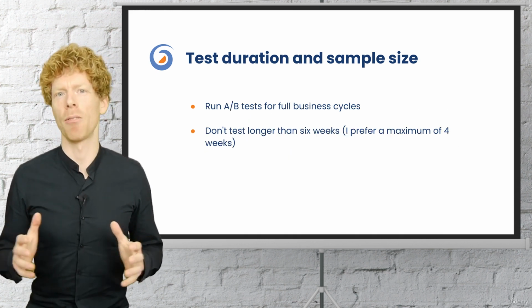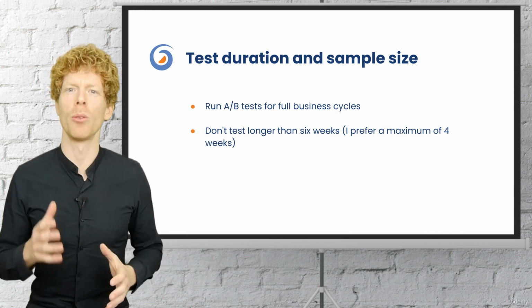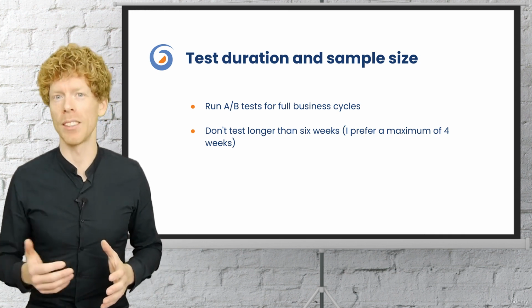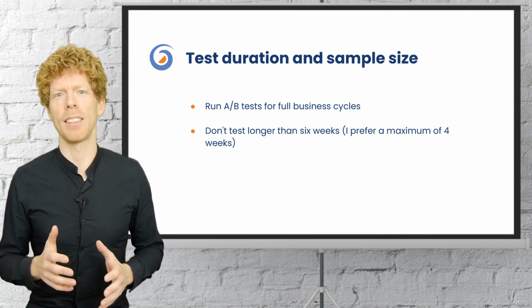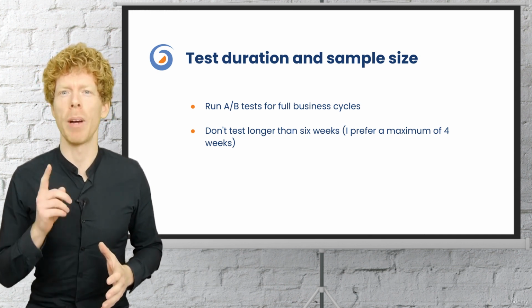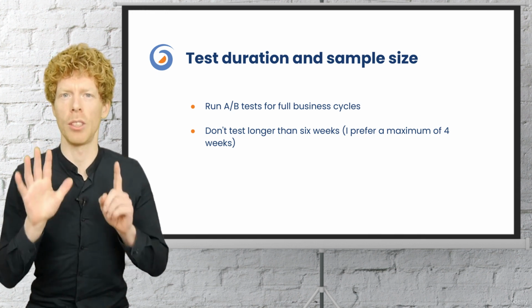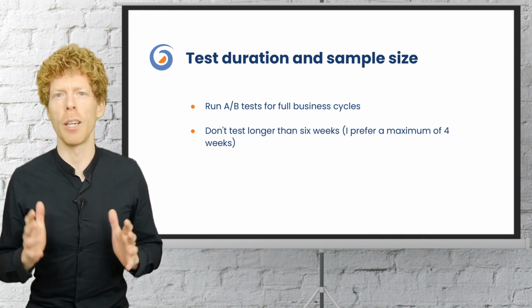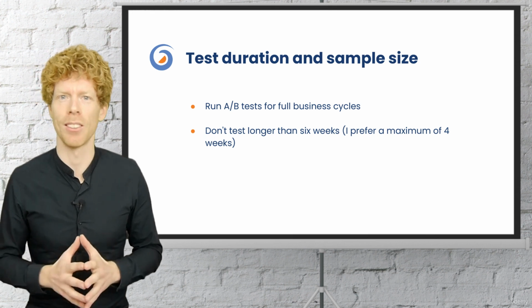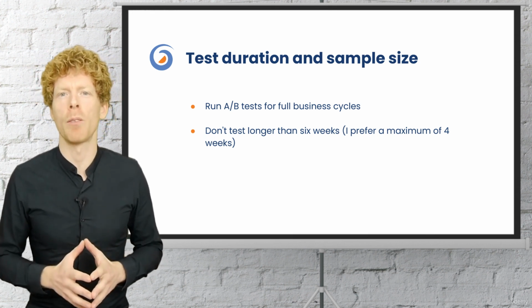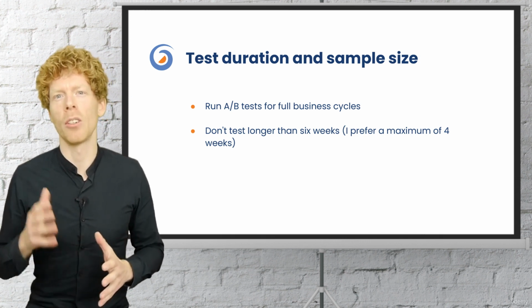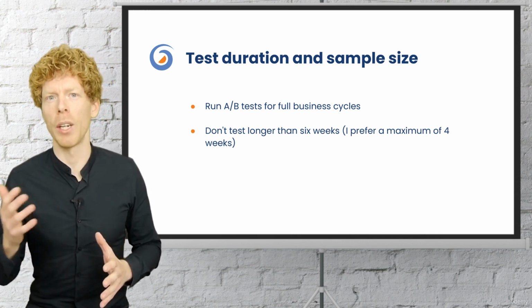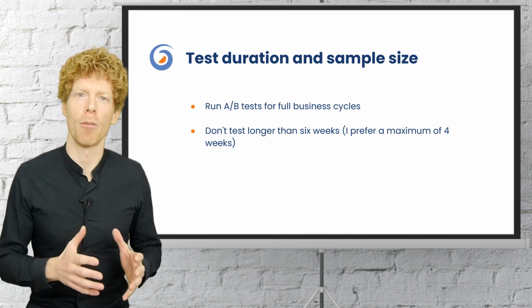Besides the numbers you get from the calculators, you also want to run your A/B test for full business cycles, so for full weeks. Run your A/B tests for at least 1 week to a maximum of 4 to 6 weeks. You don't want to run your A/B test just on the weekend, for instance, because the behavior of your website visitor can be very different on a Monday and a Tuesday.